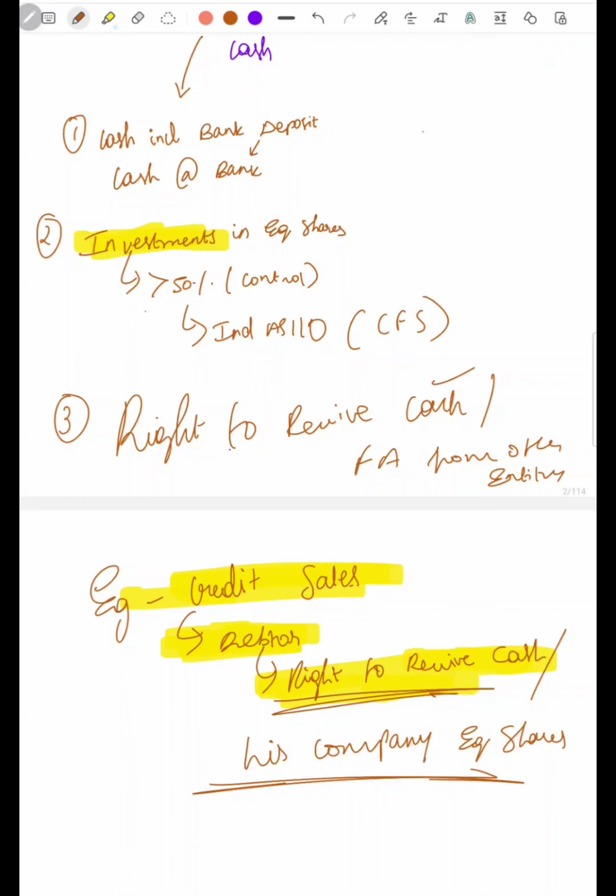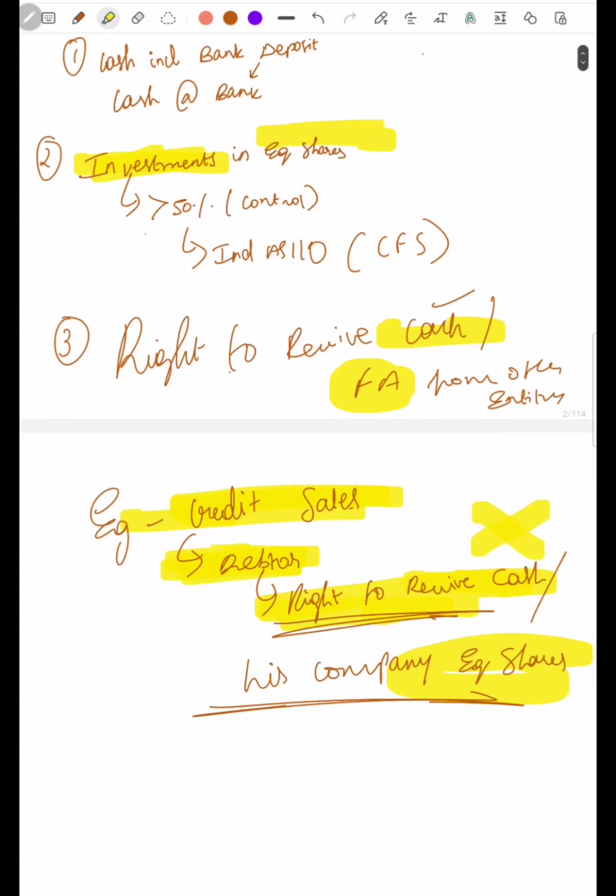Okay, what if the debtor is saying that he won't give cash, he will be giving his company equity shares, then that is also a financial asset, because if we have a right to receive either a cash or any other financial asset, which is nothing but equity shares, then also it is a financial asset. Okay, so here if we receive cash, it's not a problem, it's a financial asset. If we receive equity share also, no problem, it's a financial asset only, because we have a right to receive either a cash or any other financial asset, which is equity shares.